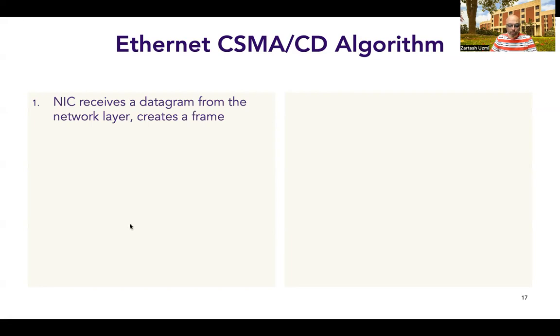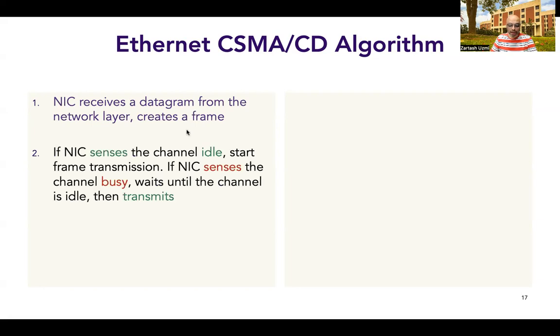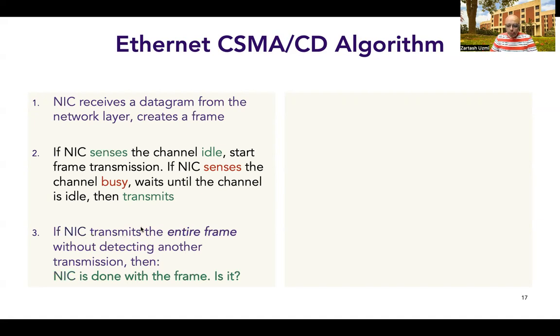So the Ethernet CSMA CD algorithm, which is prevalent in almost all the Ethernets, is that your network interface card will receive an IP datagram from the network layer and will create a frame. If the network interface card senses that the channel is idle, you will start the transmission. If you sense that the channel is busy, then you will need to wait, and once the channel is idle, you will transmit. So if you are able to transmit the entire frame, and during that time you did not hear anybody else talking, you will be satisfied that you have completed your job. You have transmitted your frame. Your packet is done.